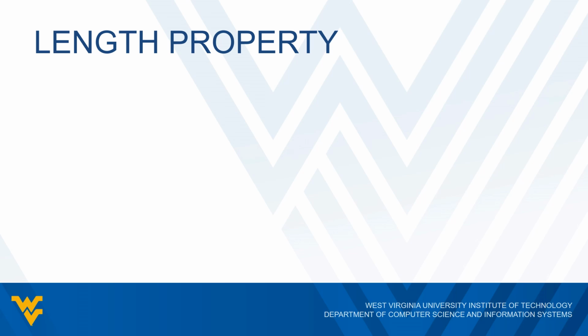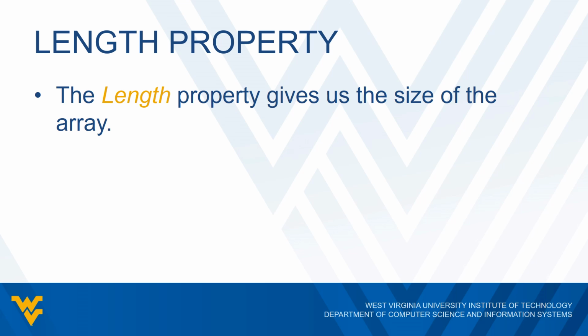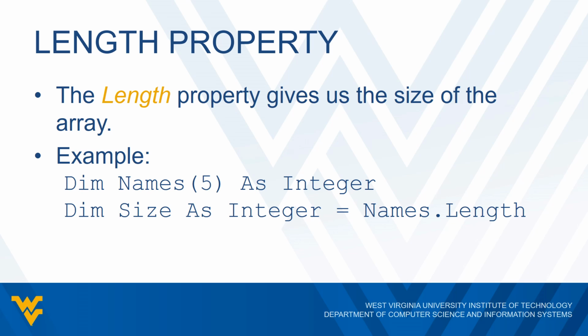Arrays in Visual Basic give us the length property, which tells us what the size of the array is. This is pretty much the same thing as the length field in Java for arrays. Same idea here. So let me give you an example. Let's say we have the following code. We're declaring an array of integers. It's called names. And then we pass a 5. So that tells us that the size of the array is going to be 6.